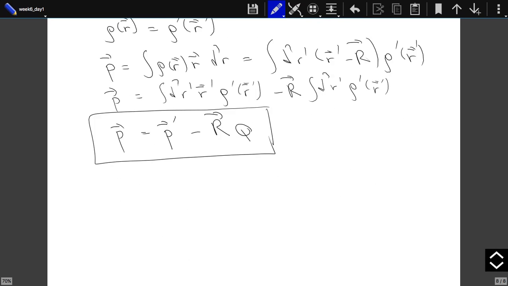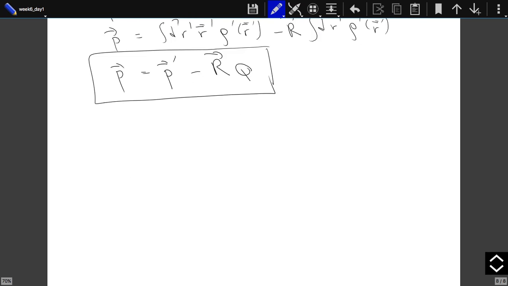True. No, there's no problem with that. You see, if you have a point charge and you put the origin right at the center, no problem with that. Remember, this was your expansion. So you put your point charge in the origin.